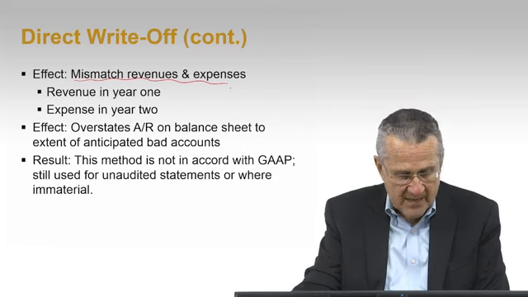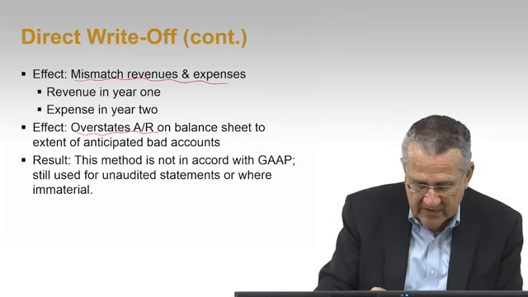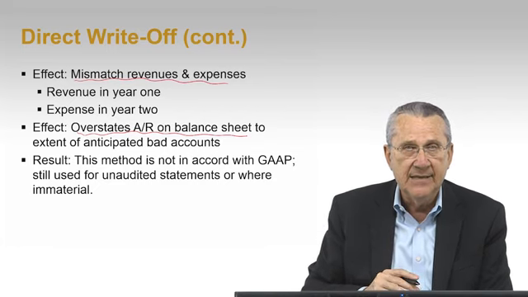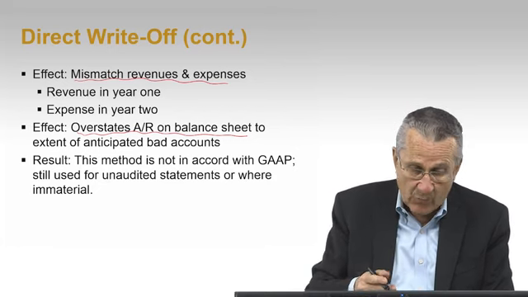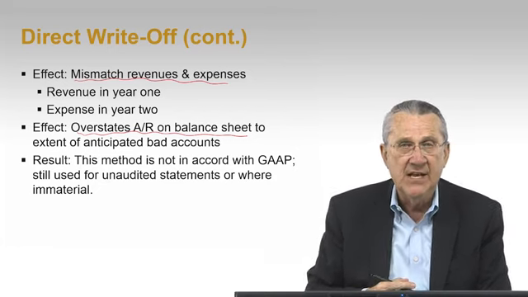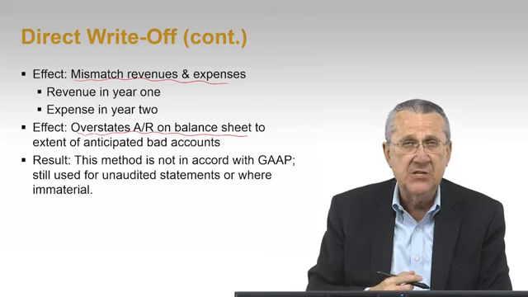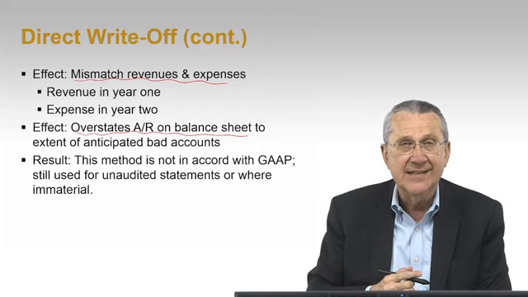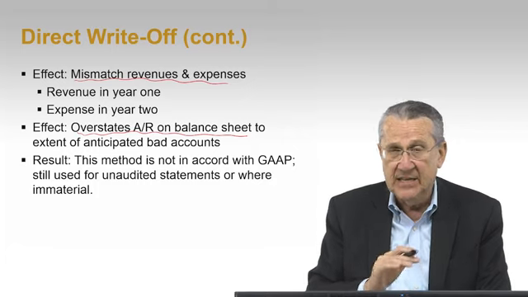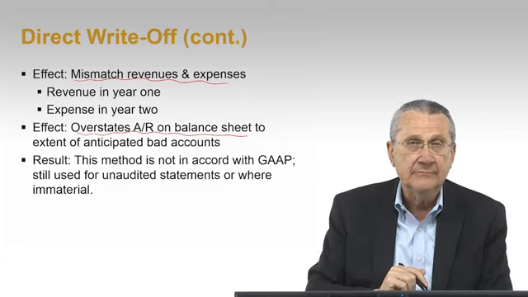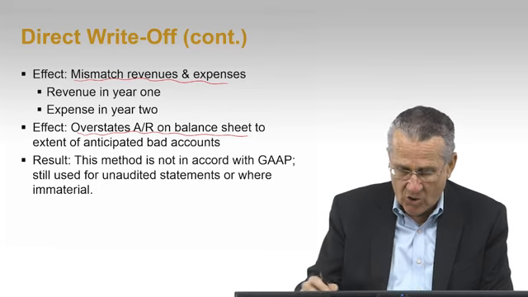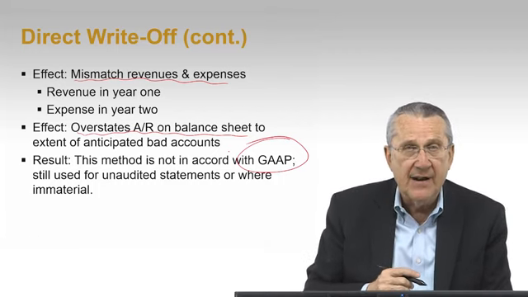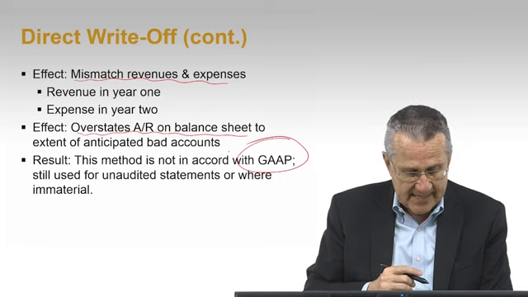The result will be that we're going to overstate accounts receivable on the balance sheet to the extent of anticipated bad debts, and it's clear that we've mismatched revenues and expenses, so the income statement isn't particularly useful. It's been damaged. The result, unfortunately, is that this simple method that is very accurate can't be used in accord with generally accepted accounting principles in the United States, can't be used under IFRS either.